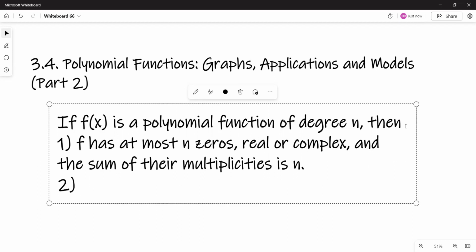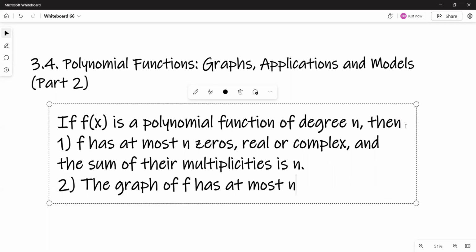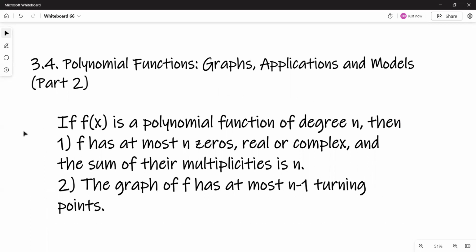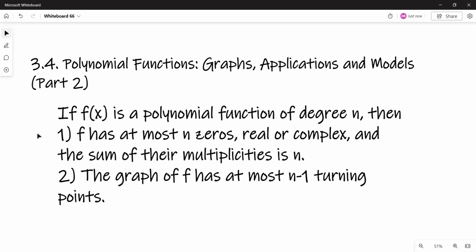And number two, the graph of f has at most n minus 1 turning points. A second degree polynomial, the graph is a parabola, so the turning point is at the vertex. A third degree polynomial has at most 2 turning points, and so on. But it can have less than that, less than 2 turning points. And the best example is x to the third power. It has no turning points.